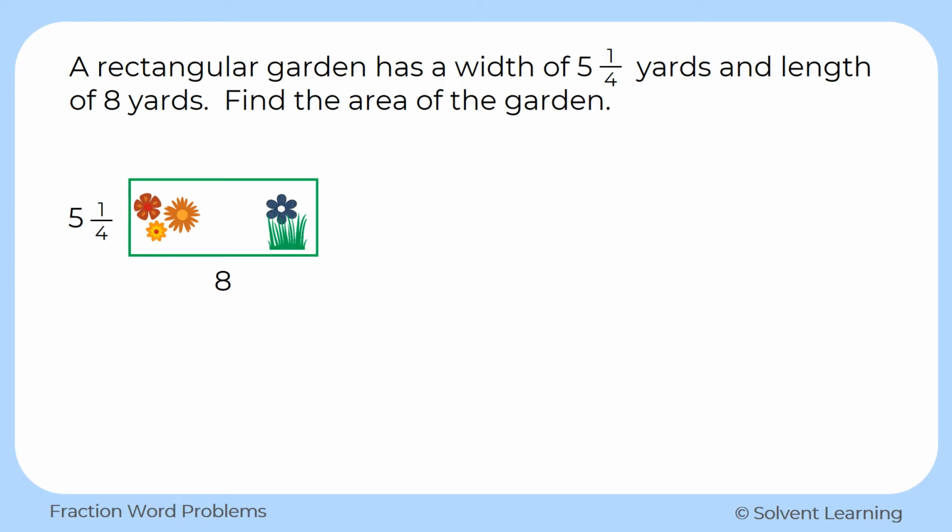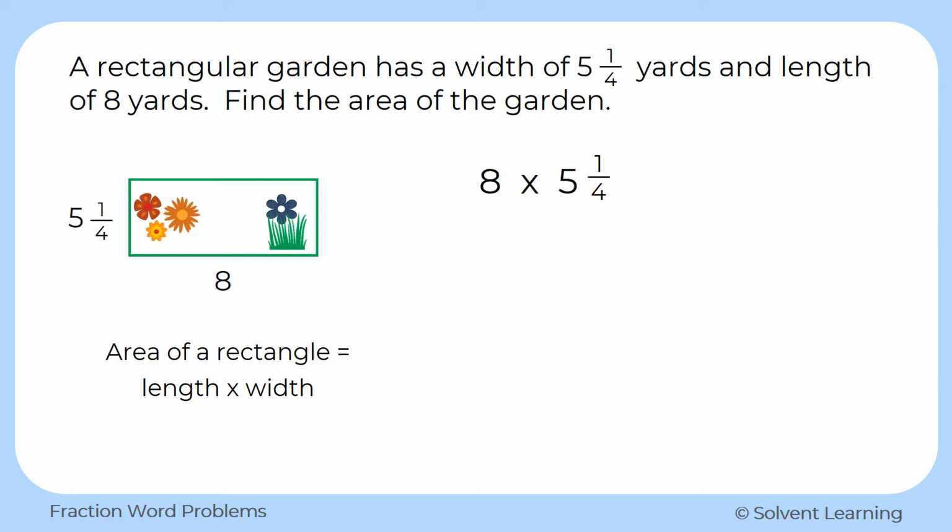Now, they're asking us to find the area, so we need to know the formula for calculating the area of a rectangle. The area of a rectangle is equal to the length times the width, or sometimes you might also see it as the base times the height. It means the same thing, just different terms. The length of our rectangle is 8 and the width is 5 1/4, so we're going to multiply those together.